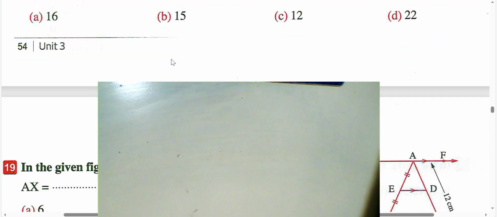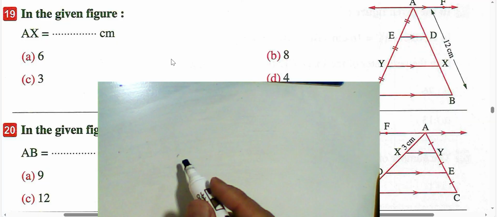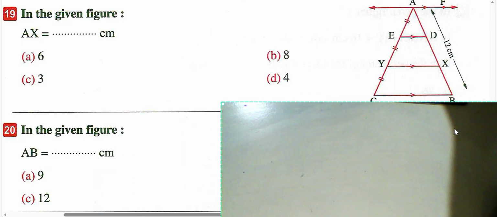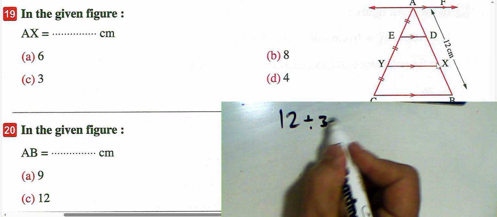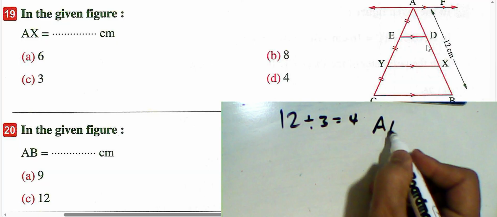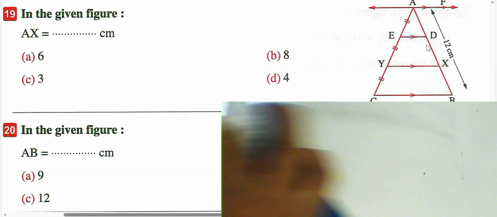Next question, number 19. The given figure, x will be equal to what? We have a line segment divided into 3 parts here. 1, 2, 3 divided. 12 divided by 3 equals 4. The line segment will be 4. Then from A to X we have 2 parts. 4 plus 4 equals 8. Then the length will be 8 centimeters.